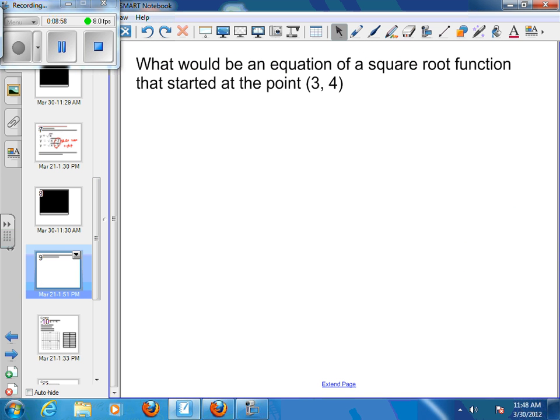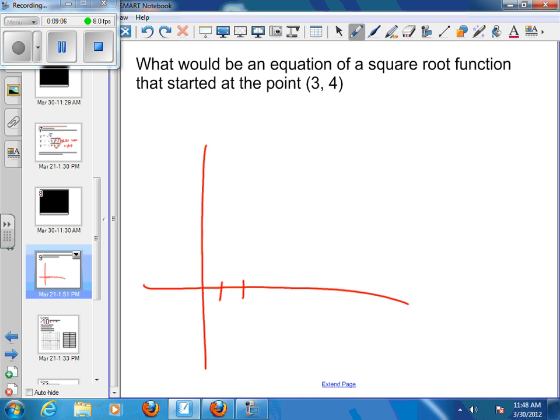So if we wanted to write an equation of a square root function, and the starting point was 3, 4. So just a quick graph here, 1, 2, 3, 2, 3, 4. So basically we're looking at what would be an equation of that. Well, I would start with my y equals, and then I would have my radical. Now, we didn't say that it needed to be steeper or not steep, so you can have an x, a 5x, a 7x, a 1/2 x, does not matter.